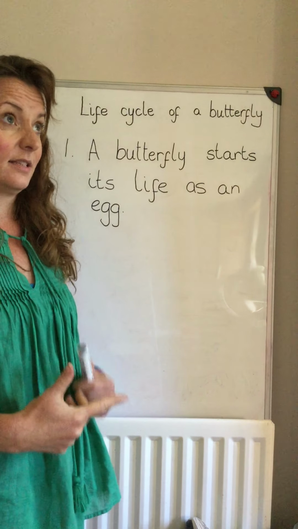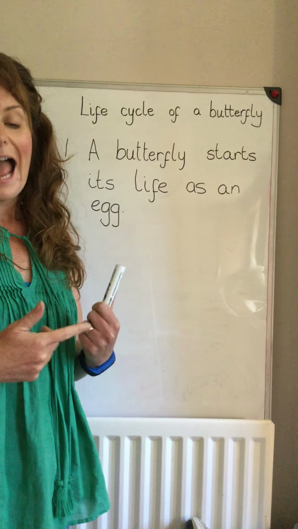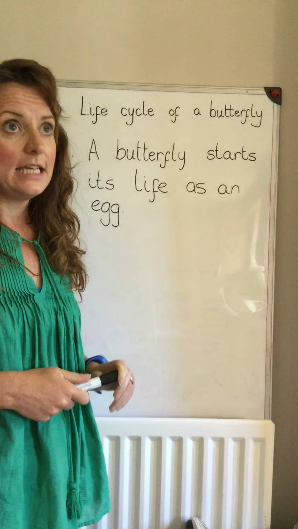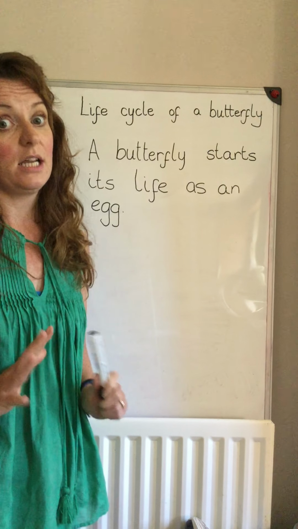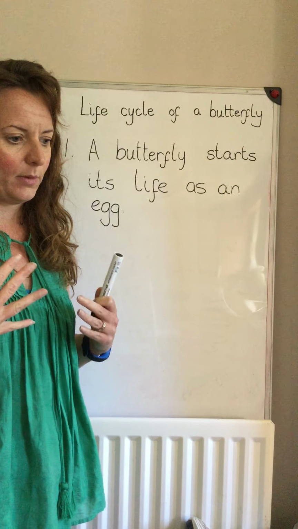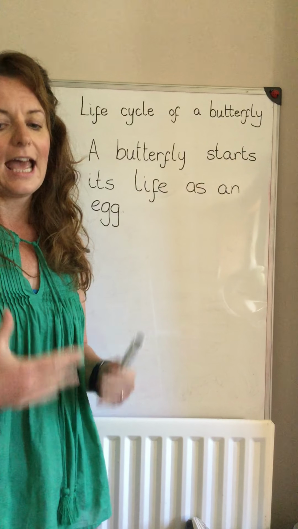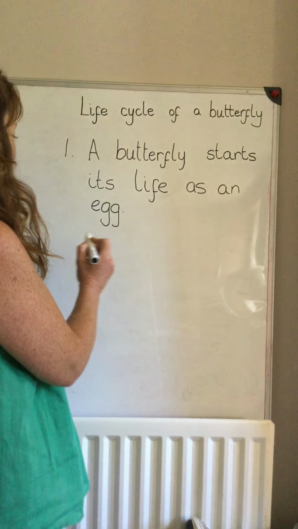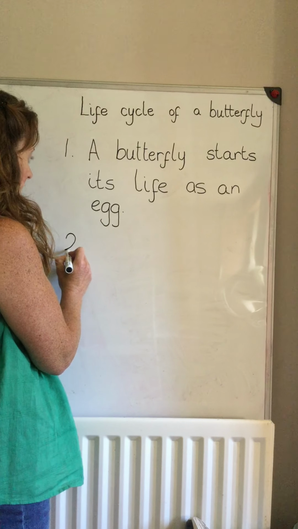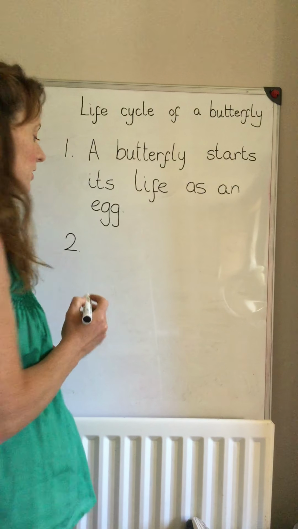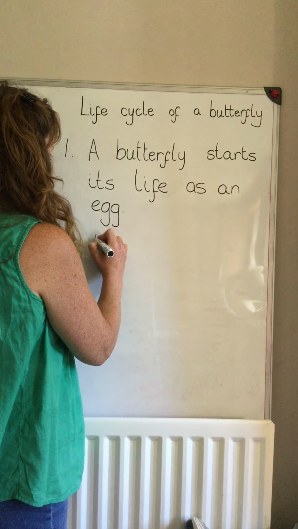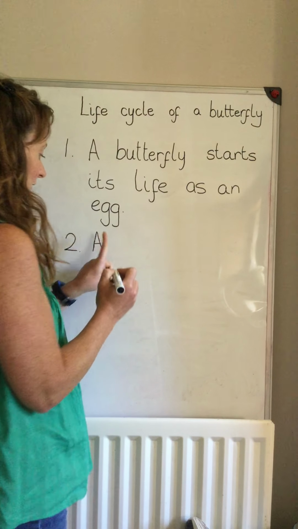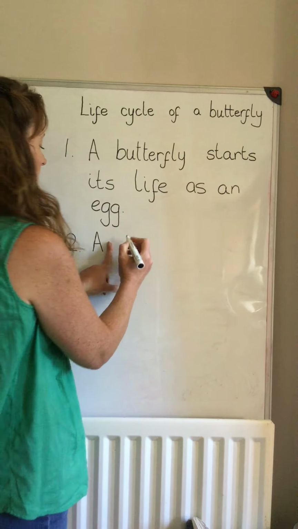So my second sentence says, a caterpillar hatches from the egg and eats lots of leaves. That is a really long sentence, so I'm going to break it down because that's going to help me remember it. I'm going to do the first bit first. A caterpillar hatches from the egg. Now I need to remember to put my number 2 because that will help me remember that it's the second stage. Capital letter. Caterpillar is one of the words that we've learnt, so I should be able to spell that correctly.